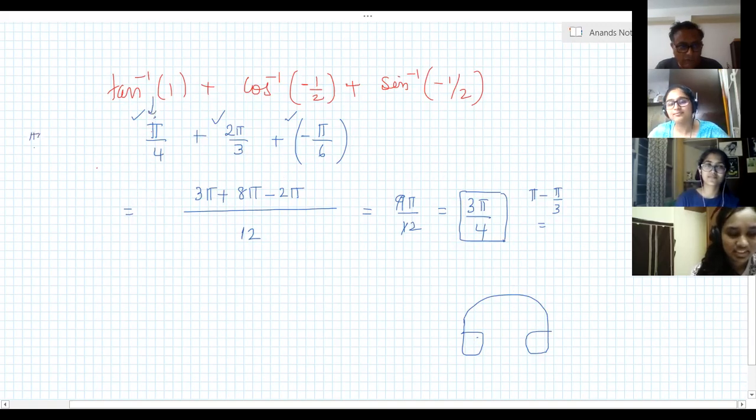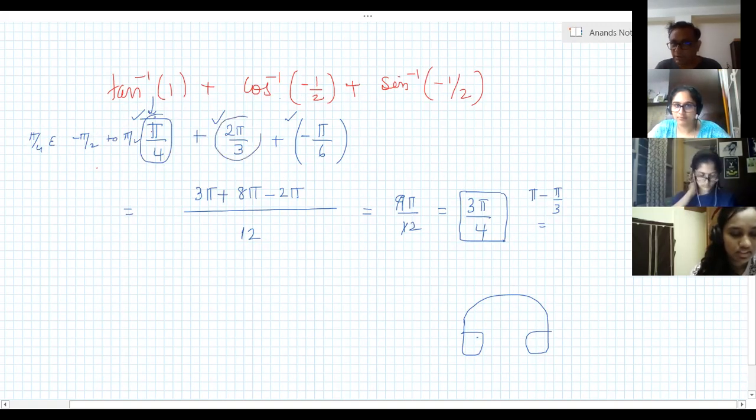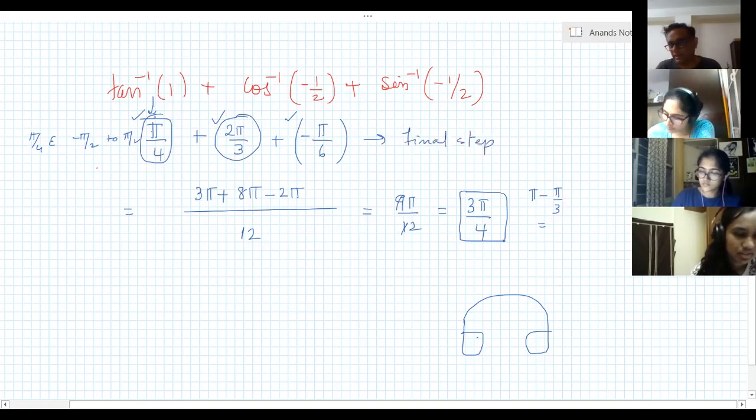Pi by 4 belongs to the range of tan inverse, minus pi by 2 to pi by 2. Like that, everywhere you have to mention it before you take the angle. Cos inverse of minus half, okay, you get the value, then you have to mention this, like the individual sums we did. Then you have to plug this in the final step. They would like to see that. Okay, don't directly write it like I have done.